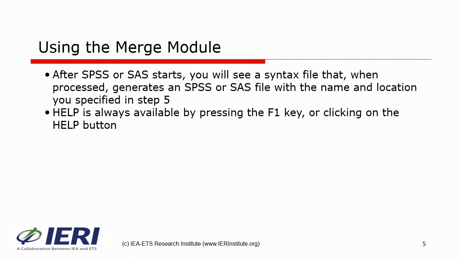After you have made the selections and SPSS or SAS starts, you will see a syntax file that, when processed, will generate an SPSS or SAS file with the name and location you specified in step number 5. Notice two things. Help is always available by pressing the F1 key or by clicking on the Help button available in all screens of the IDB Analyzer. So let's take a look now in the software how this would work.